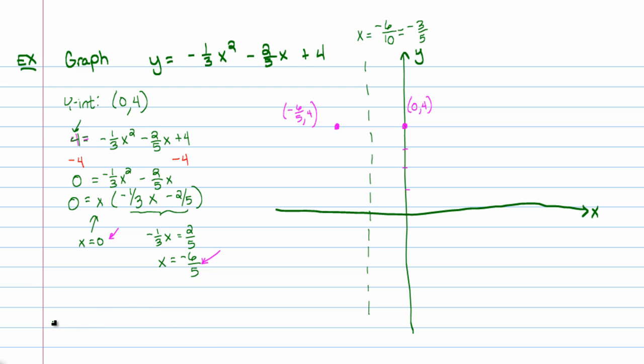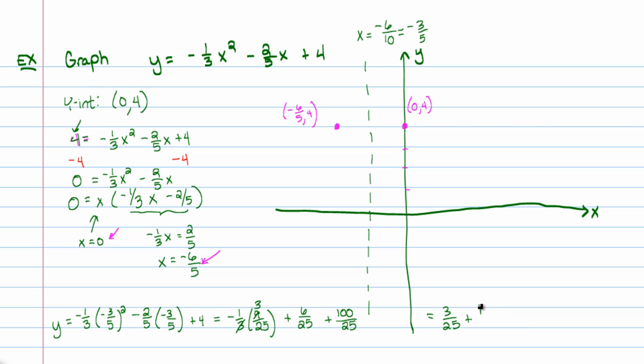The hardest part really is this last part. It's finding what the y value for the vertex is. So I'm going to plug in negative 3/5 into my equation. This is really the lengthiest part, but you'd have to do this no matter what method you use for graphing. So let's see, we have negative 1/3 times 9/25, plus 6/25, plus, and since everything looks like it's going to have 25s in denominators, I'm going to change this to be 125ths. Which equals, let's see, 3 goes into 9 3 times, so that's a negative 3/25 plus 6/25. That's going to be 3/25 plus 100/25, which is going to be 103/25. That does not reduce.